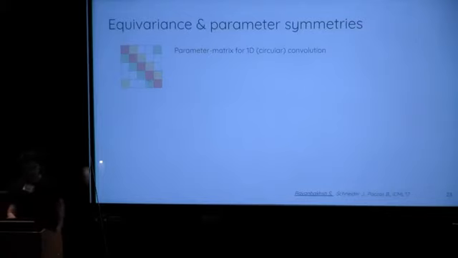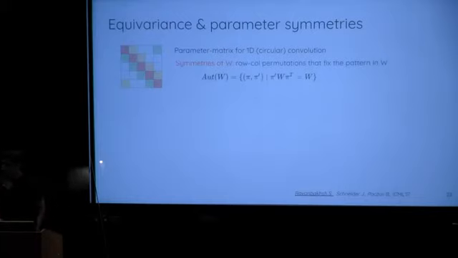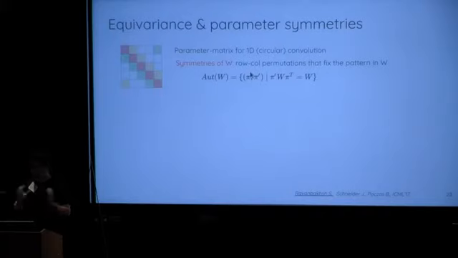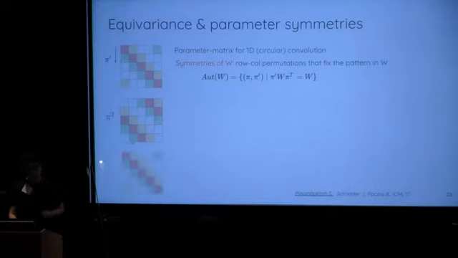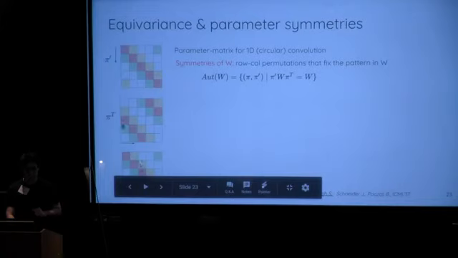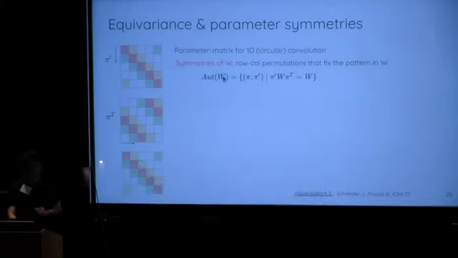Okay, so what are the symmetries? I'm going to define the symmetries of this matrix as permutations of rows and columns that fix the parameter sharing pattern here. That is, in this case, if we shift everything down by 2 rows and shift everything to the right by 2 columns, we're going to get back what we started from. So pi and pi prime belong to the symmetries of W, so they belong to the automorphism group of the matrix W.